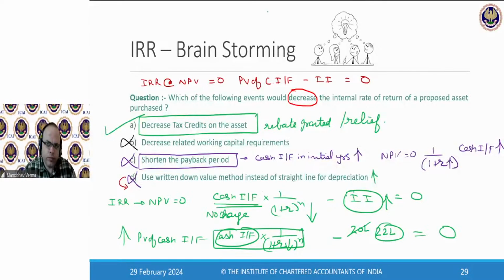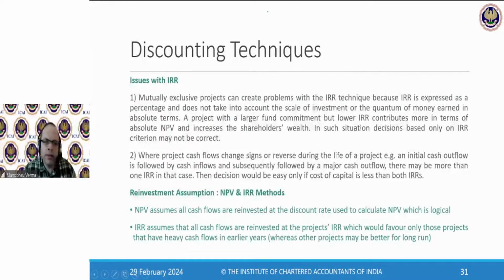Let's see this. So we start our session with a point about issues with IRR. Mutually exclusive projects would create problems with the IRR technique, because here we are talking about a percentage, and it does not take into account the scale of investment or the quantum of money earned in absolute terms. It is a similar thing to what we discussed for profitability index and NPV. There we were talking about a ratio versus absolute terms. Here also we're talking about a percentage.